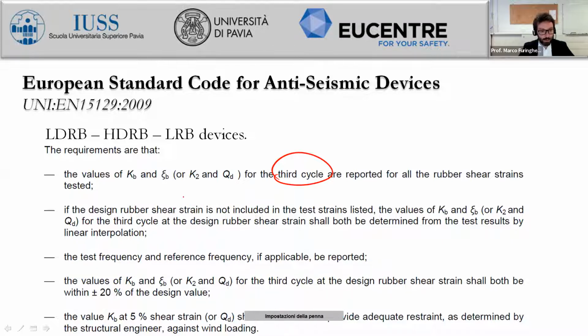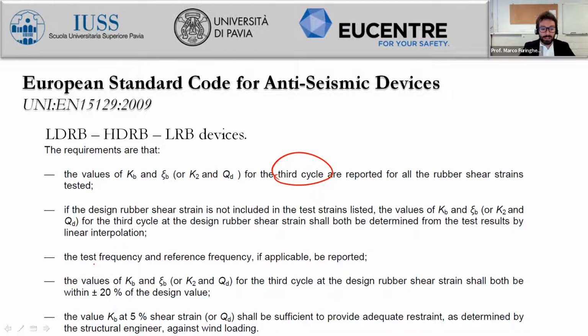there is also the definition. If the design rubber shear strain is not included in the test strain listed, then there will be linear interpolation with respect to the values that we have. Okay, generally 100% of shear strain is what is assumed in design, but there could be also some difference in some design applications. So there could be also the possibility of linear interpolation.